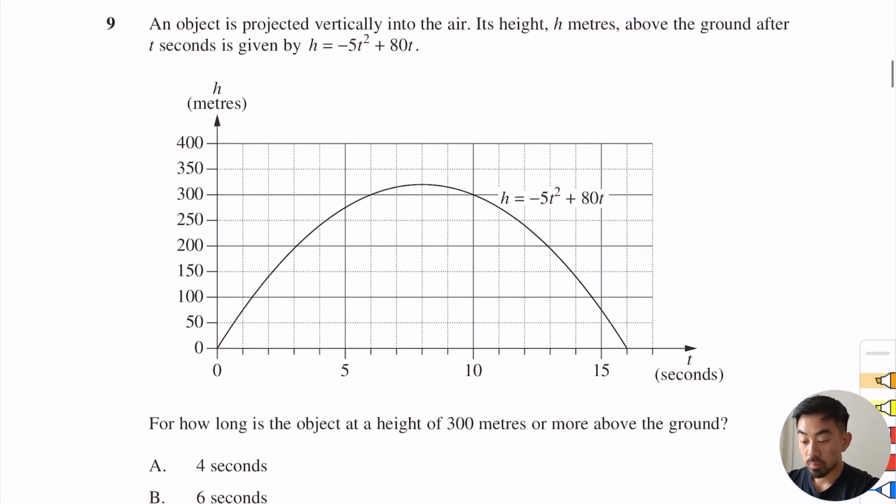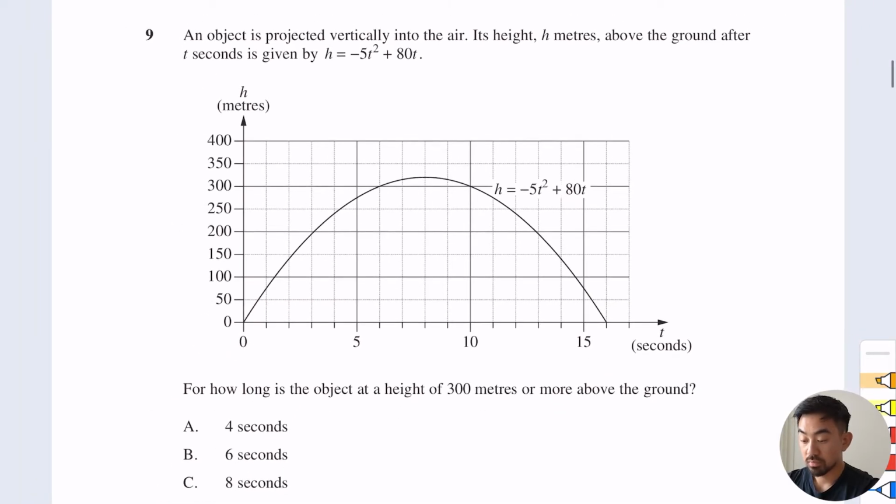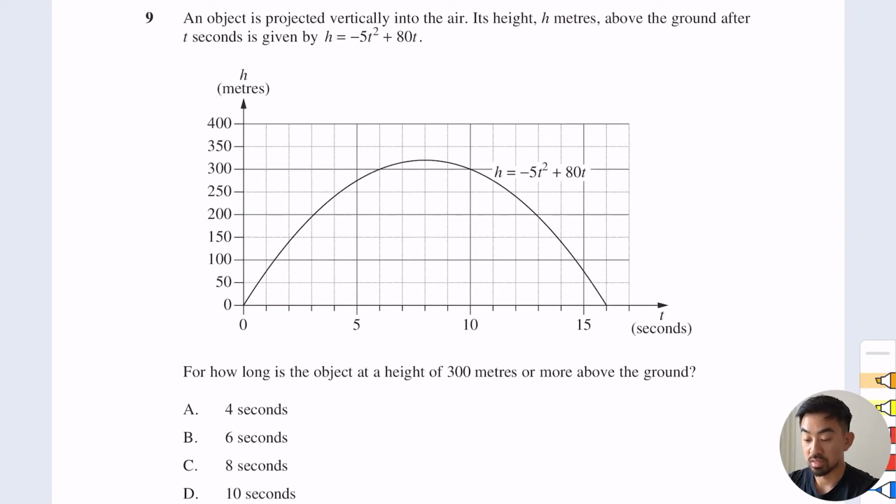9. An object is projected vertically into the air. Its height h meters above the ground after t seconds is given by that formula. H is equal to minus 5t squared plus 80t. For how long is the object at a height of 300 meters or more above the ground? Okay, so I just want to know how long it's above 300.